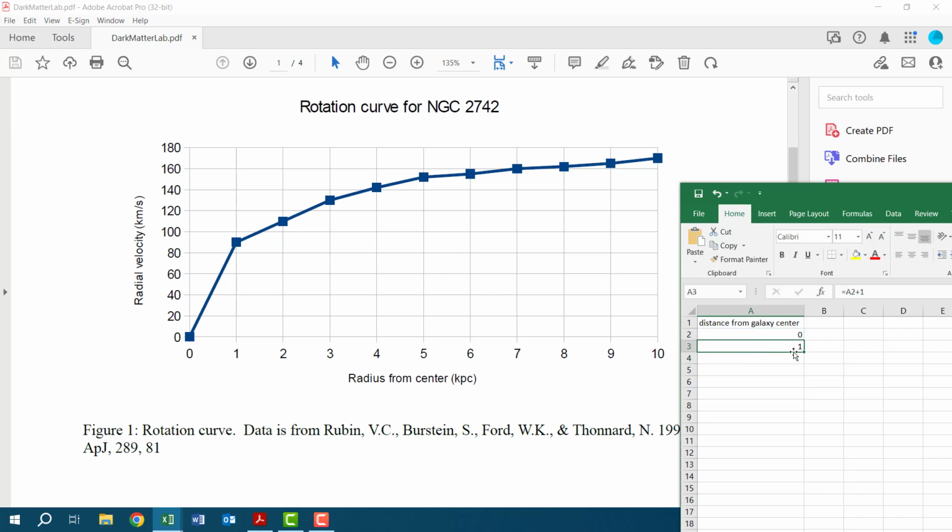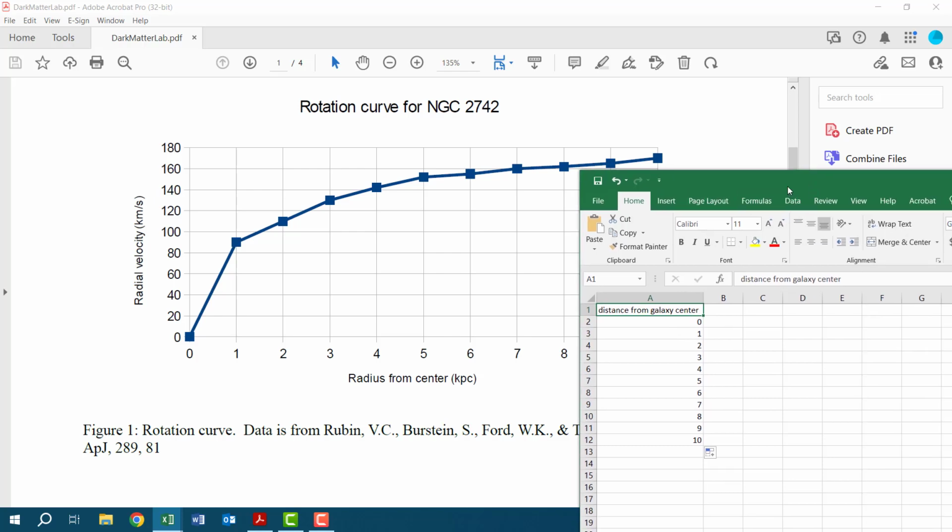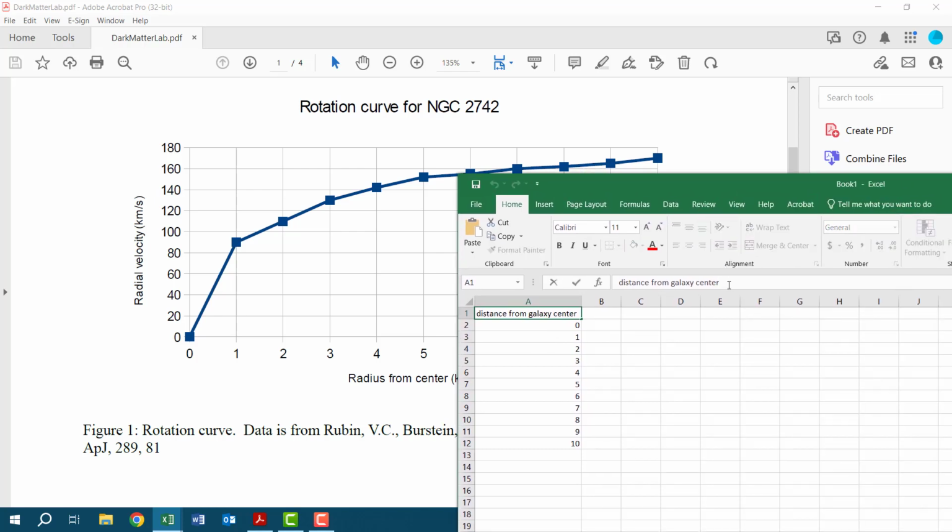If you hover over the lower right corner here and click and drag, it will repeat that calculation for subsequent rows. So that's a quick way of creating a column of numbers from 0 to 10. Also, I should really practice good habits here and include the units. The distance from the galaxy center in kpc, kiloparsecs.